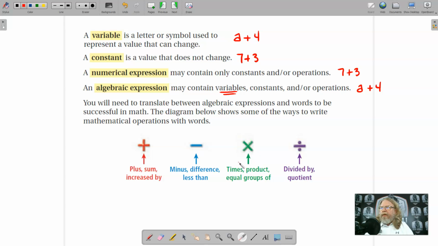For multiplication, we might use words like times, product, or equal groups of, such as 7 times 3, the product of 7 and 3, or we could say 7 equal groups of 3. That would all represent multiplication. And finally, for division, we have phrases like divided by and words like quotient, such as 15 divided by 3, or what is the quotient of 15 and 3.